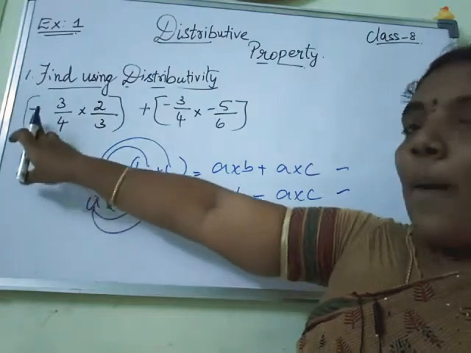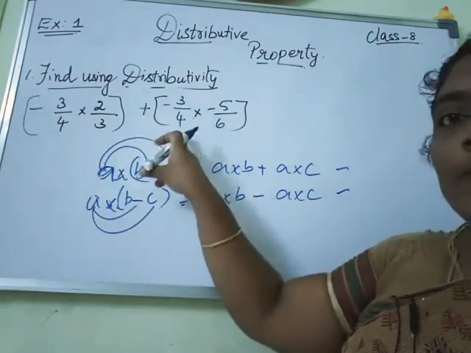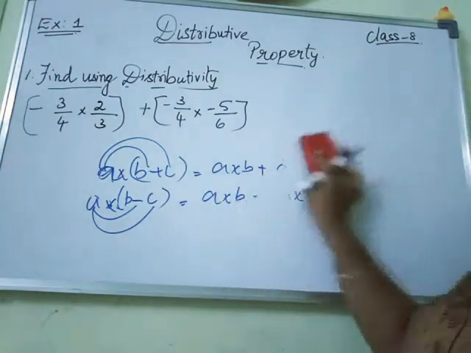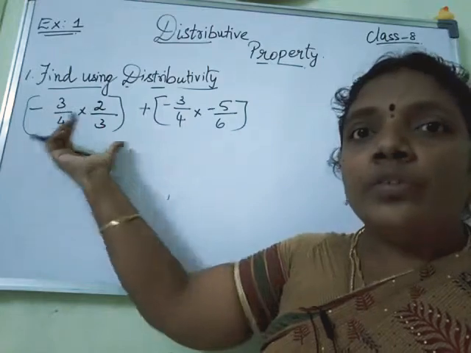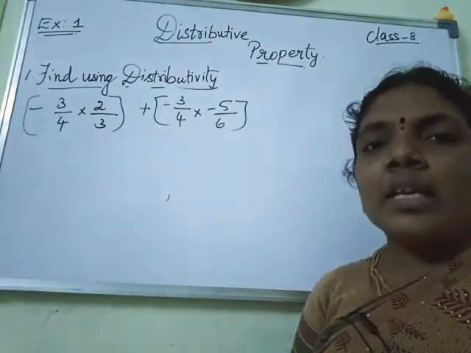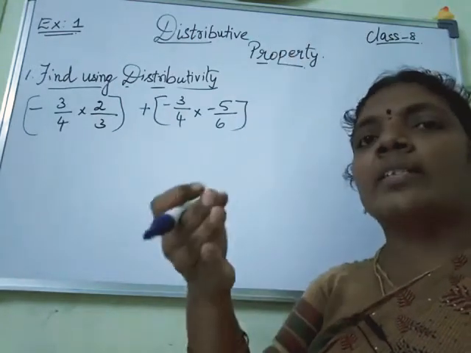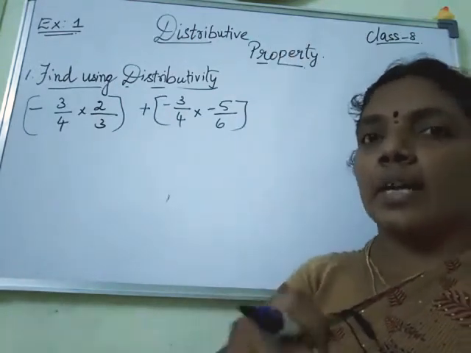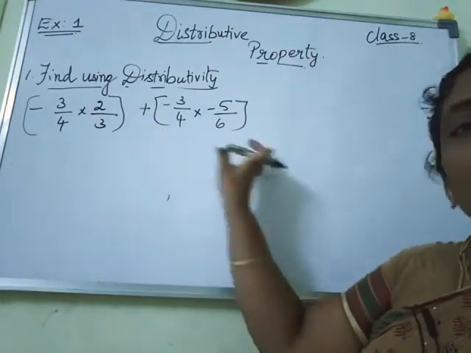The first one is minus 3 by 4 into 2 by 3 plus minus 3 by 4 into 5 by 6 minus 5 by 6. Now closely, keenly observe the two terms given. What do you mean by term? Term is nothing but, when addition and subtraction comes, the term gets over or else the next second term starts. Now here it is plus, so this is one term and this is another term.